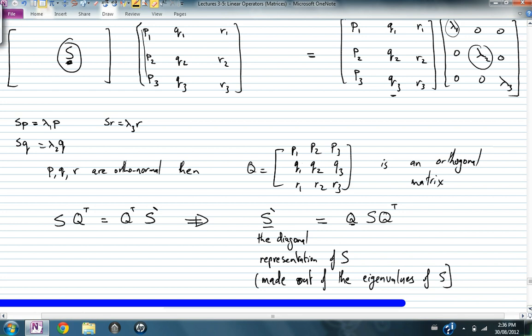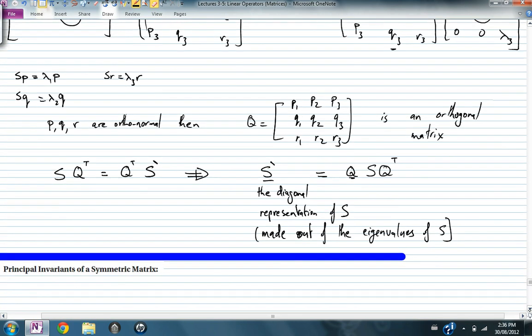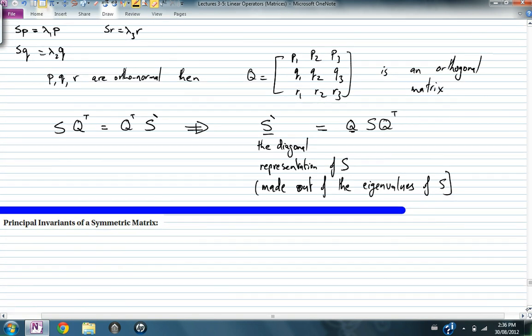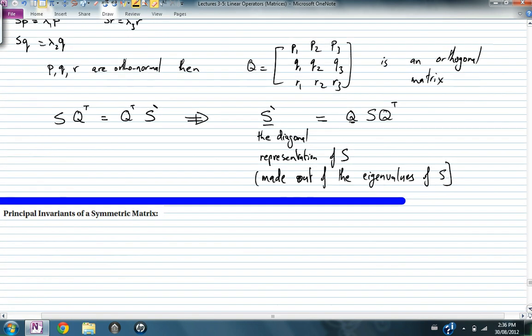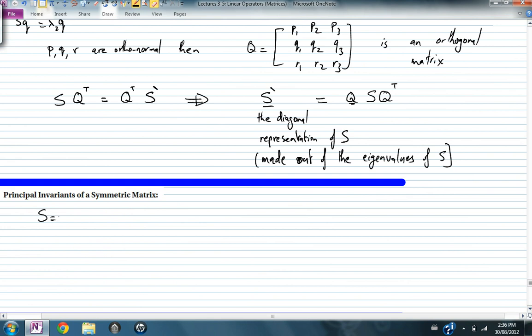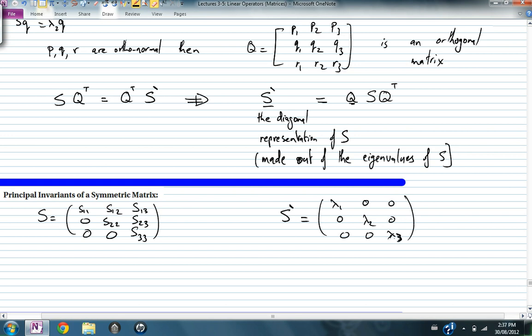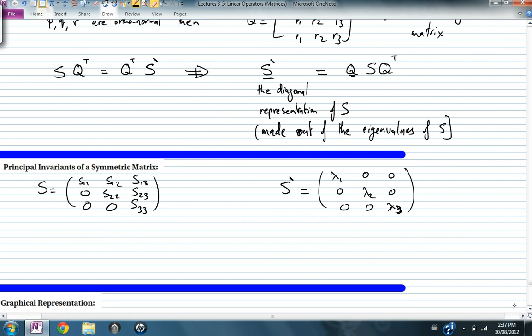And this makes the calculation of the principal invariants of a symmetric matrix really easy. Because if I have a symmetric matrix S made out of S11, S12, S22, S33, S23, S13, and the remaining entries, there is a coordinate system in which S prime is equal to lambda 1, 0, 0, 0, lambda 2, 0. So this is the same matrix but represented in a different coordinate system, and thus becomes diagonal.